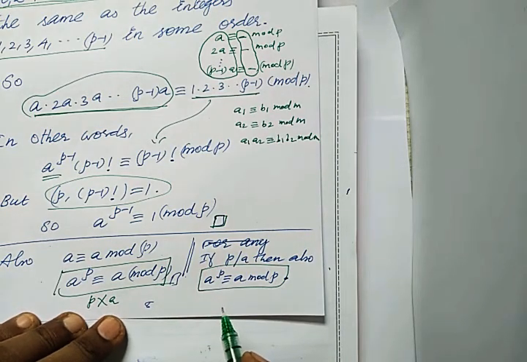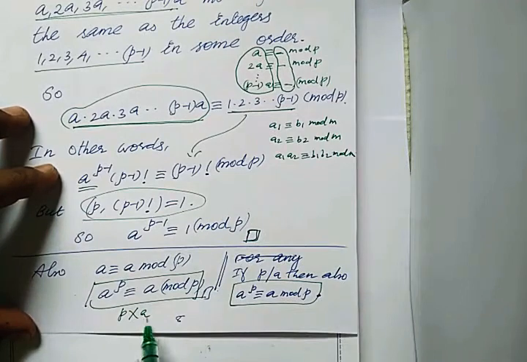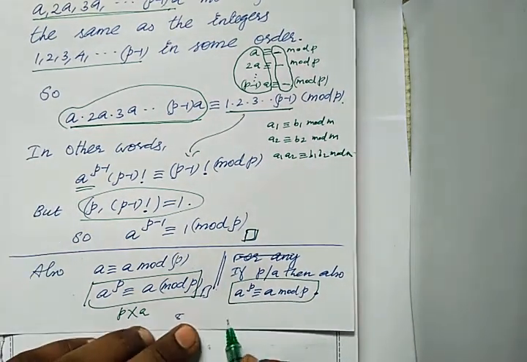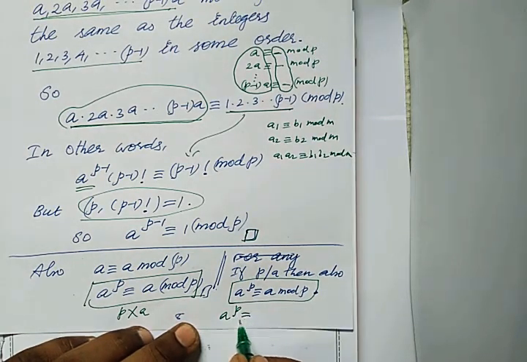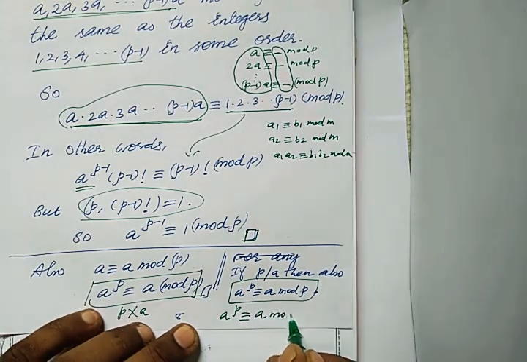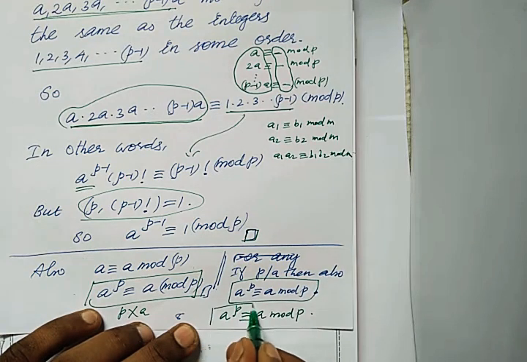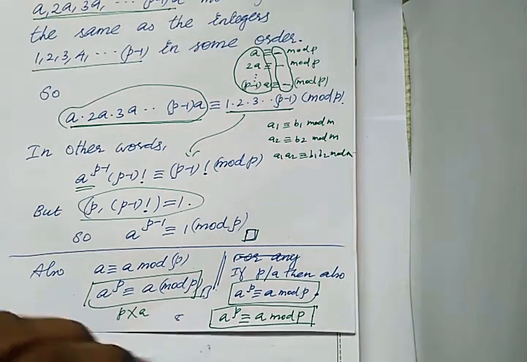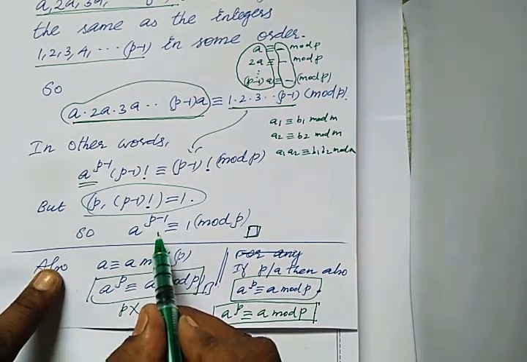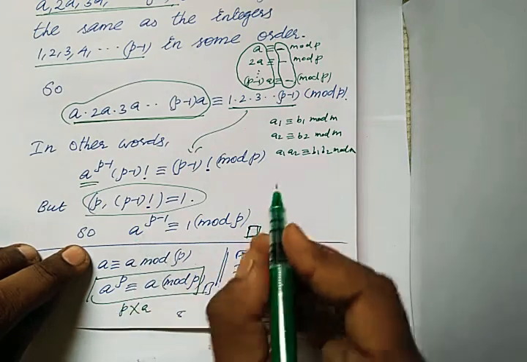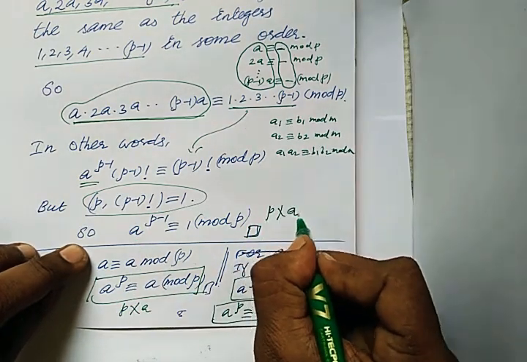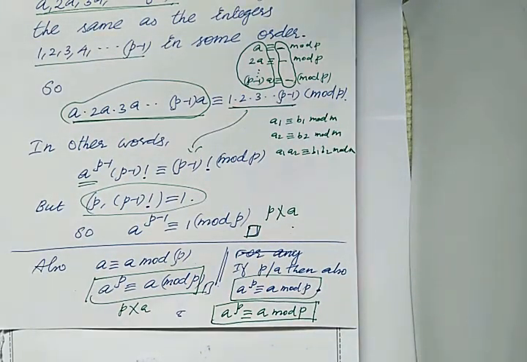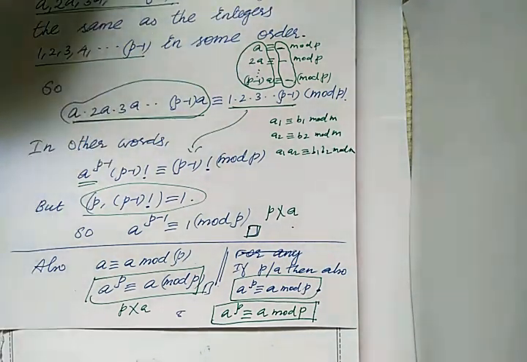So in any case, even if p does not divide a, or even if p divides a, we always get the result a to the power p is congruent to a mod p. This is true all the time for any prime number p and any integer a. But this other result is true only if p doesn't divide a. So Fermat's little theorem is over. Now let us solve a few problems.